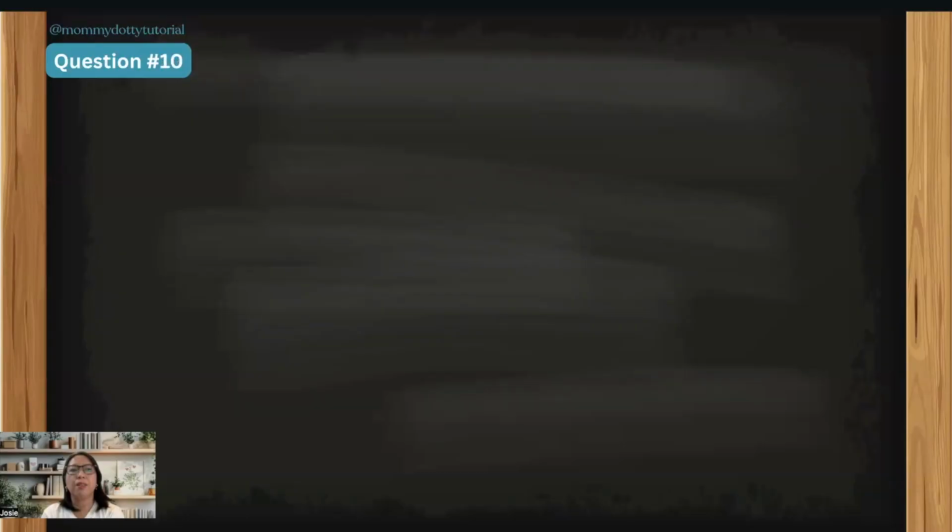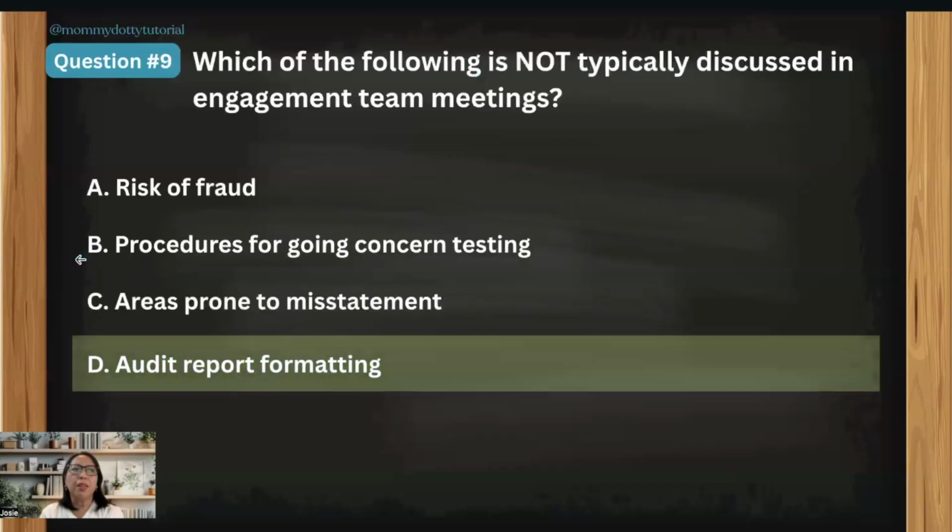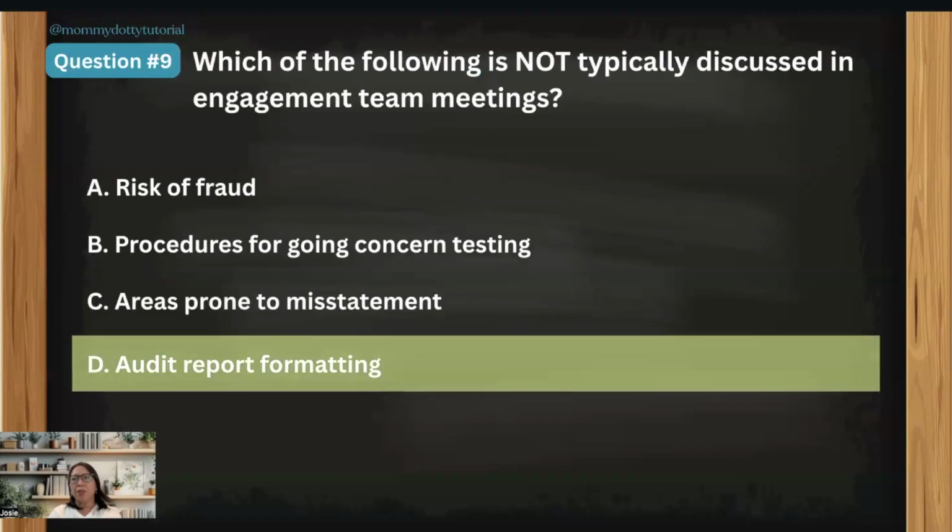Oh, okay, sorry. Let me go back. So team discussions focus on risk, actually not on the formatting of the final report. All right, so yeah, formatting of the report is more on aesthetic, right?